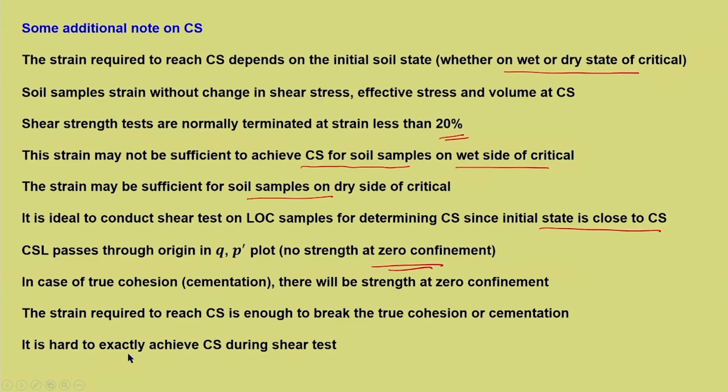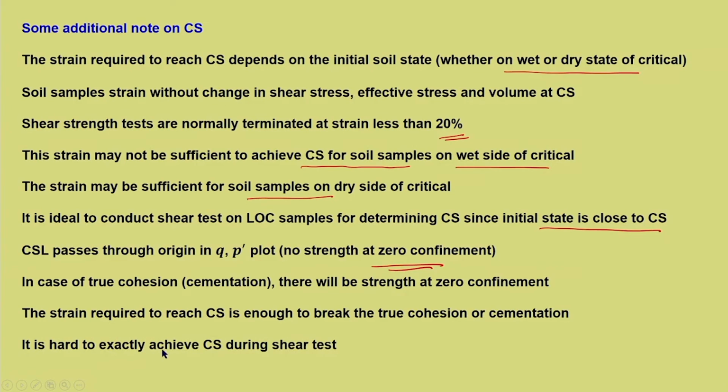Now when we define such a situation for critical state, it is very implicit that the particle bonding need not be considered at critical state. That is the logic which states that there is zero strength at no confinement condition. So, the critical state line passes through the origin in the q-p' plot.